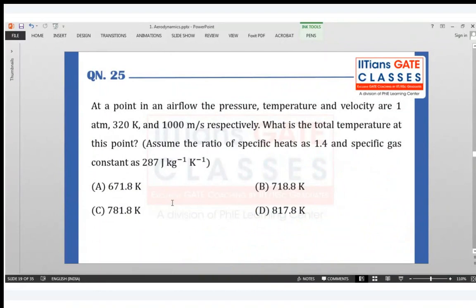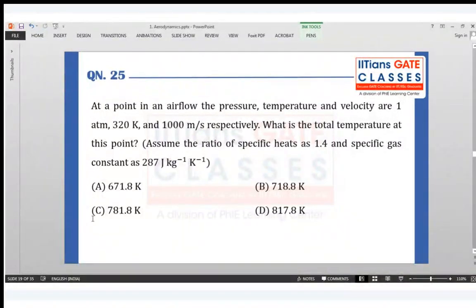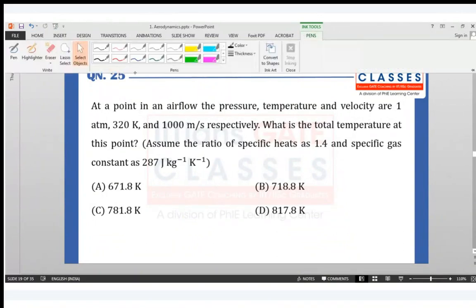Let us see the next question. Any question, guys, on this? Can we go ahead? Yes, sir. We can move, sir. Okay. So next question we have again from gas dynamics.